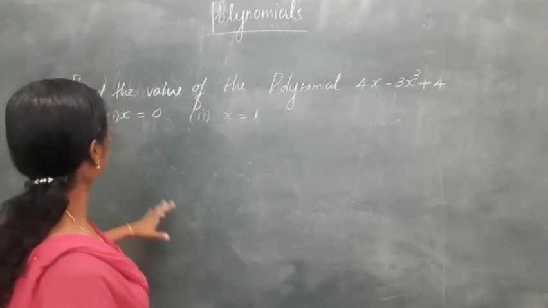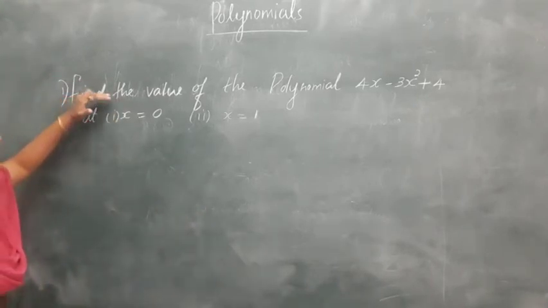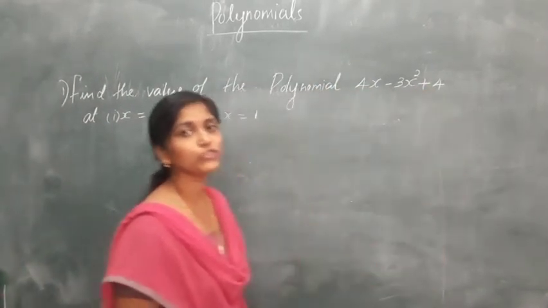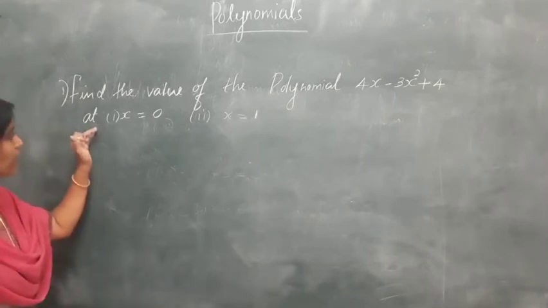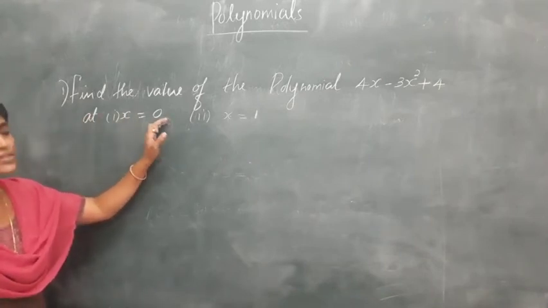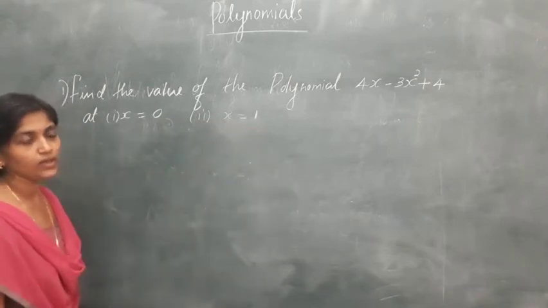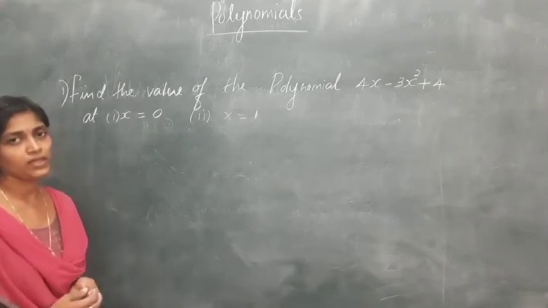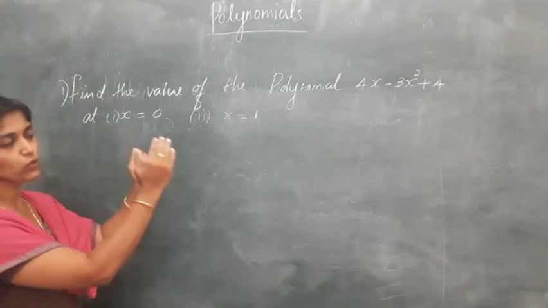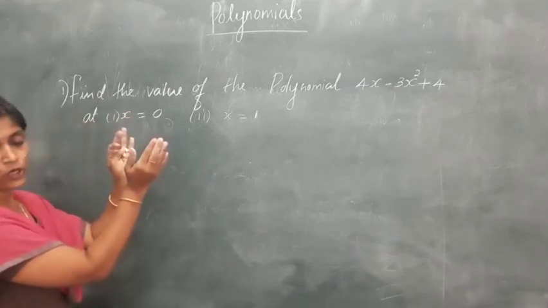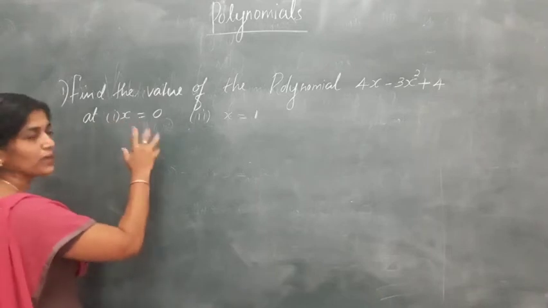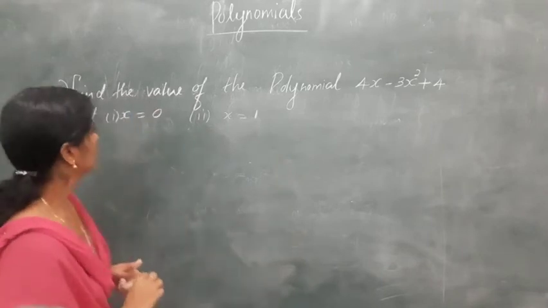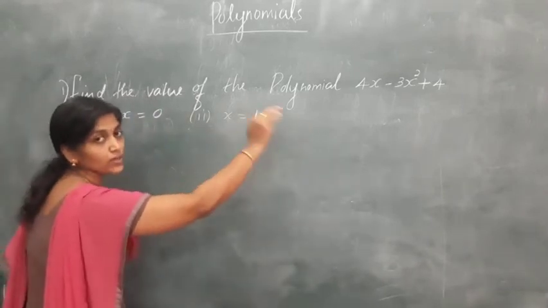Now we'll see a problem. Find the value of the polynomial 4x minus 3x square plus 4. We have to find the value at x is equal to 0. Second question, x is equal to 1. So we are asked to find the value. We know what the value of a polynomial is. It is the value we get when we give a value to the variable of a polynomial, and the polynomial value changes. So when x is equal to 0, we are going to find the value of this polynomial.